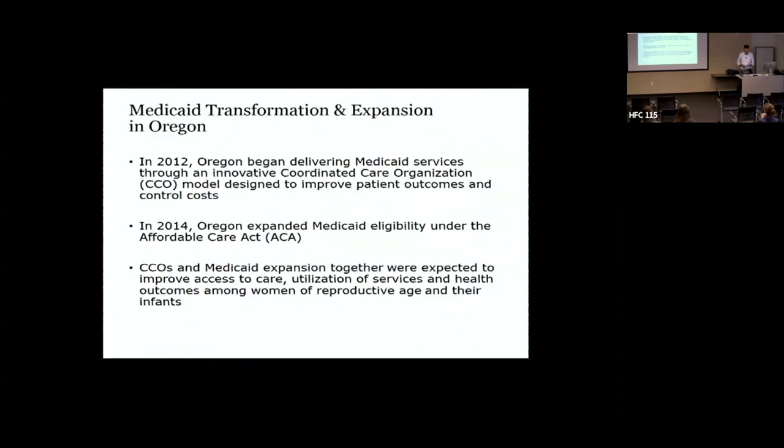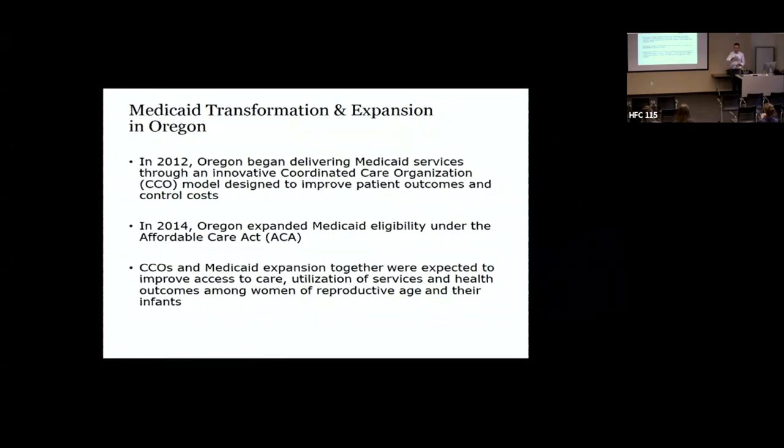So I want to give you a little bit of background about the policy changes in Oregon that provided the motivation for this study. First of all, in 2012, Oregon began delivering care to its Medicaid beneficiaries through something called coordinated care organizations. I'll tell you a little bit about them. Jangho will tell you some more detail. But if you hear somebody in Oregon Medicaid talk about delivery system transformation, it means moving to coordinated care organizations.